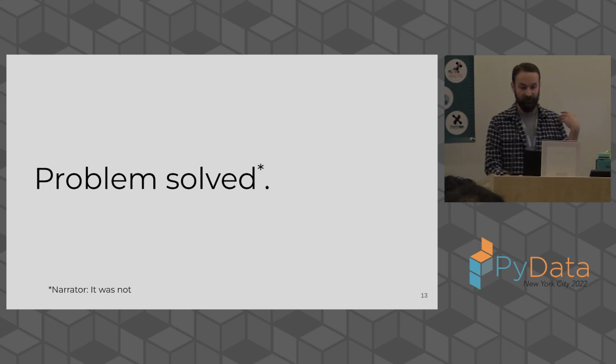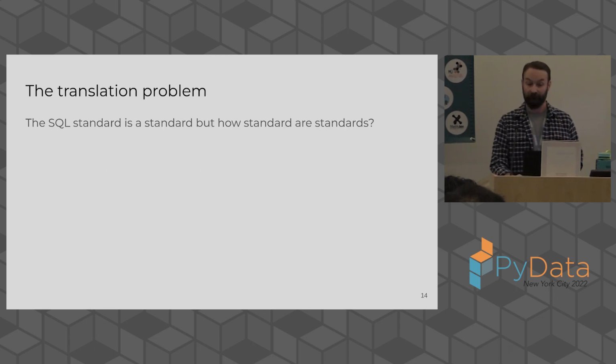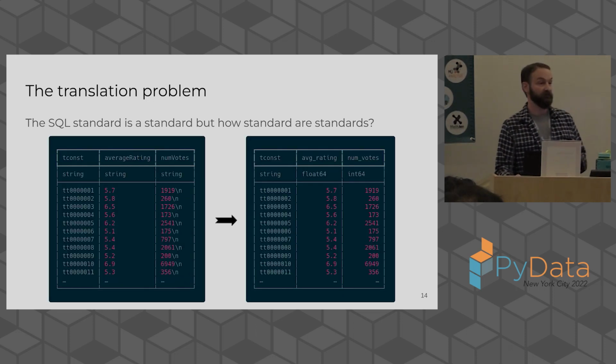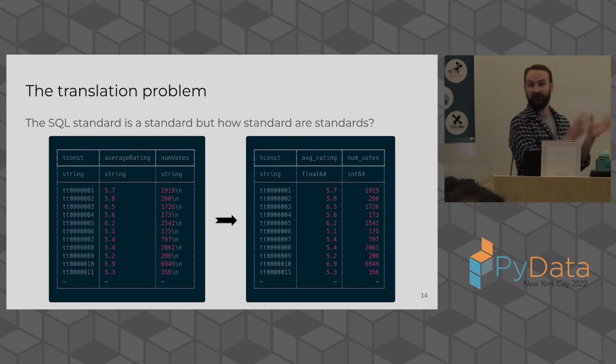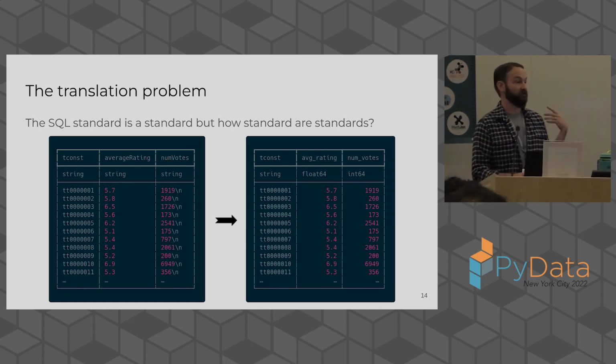So let's look at a different translation problem. Let's say we have a simple data cleaning task. We've got the table on the left, the table on the right. The left is what's in the data store, and it's been ingested incorrectly. So you've got some tconst, some standard key. You have an average rating, you have the number of votes. And it's all been ingested as strings.